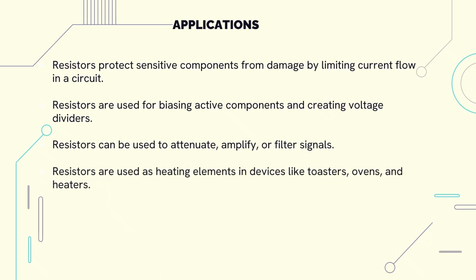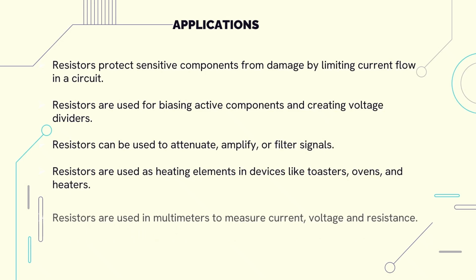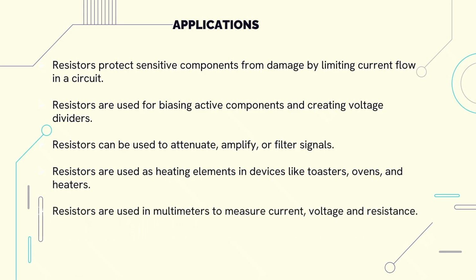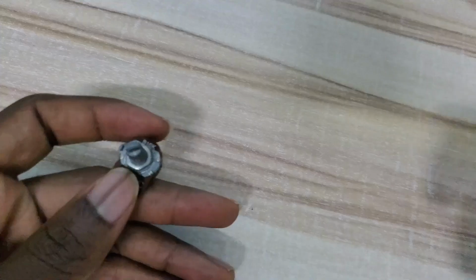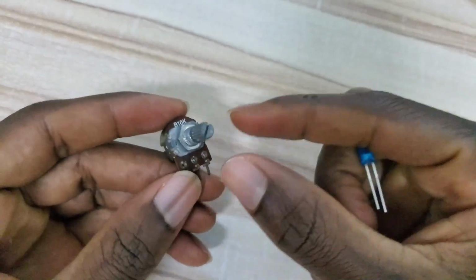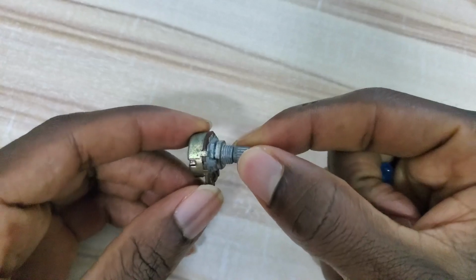Resistors can also be used as heating elements in devices like toasters, ovens, and heaters, where the resistance causes the resistor to heat up. Lastly, resistors are used in multimeters to measure current, voltage, and resistance. Certain types can also be used to measure temperature. Let's take a look at some of these applications in a short demonstration.